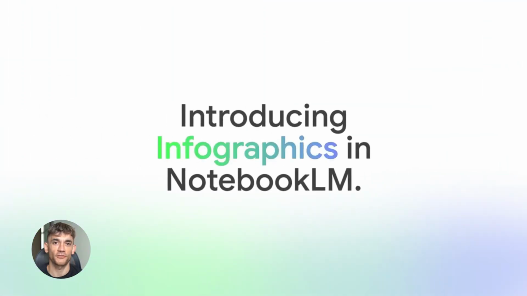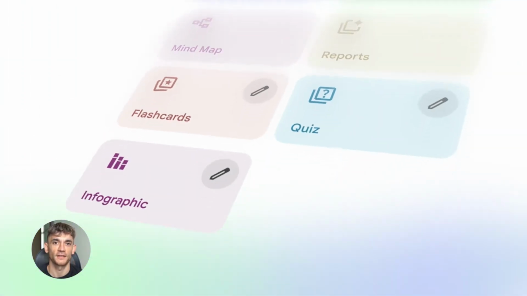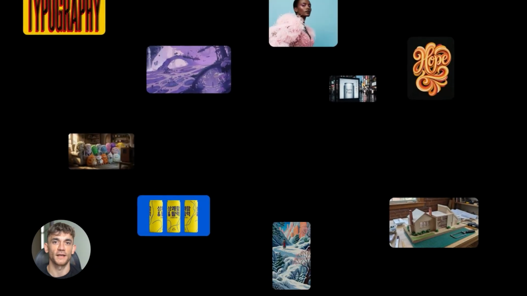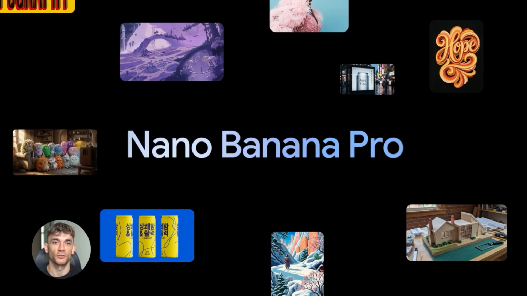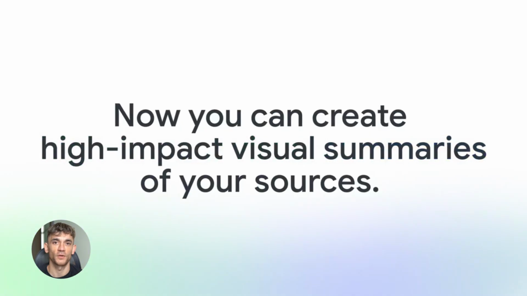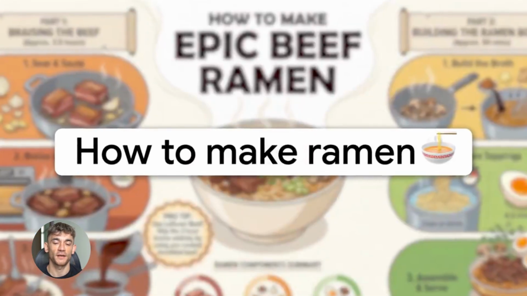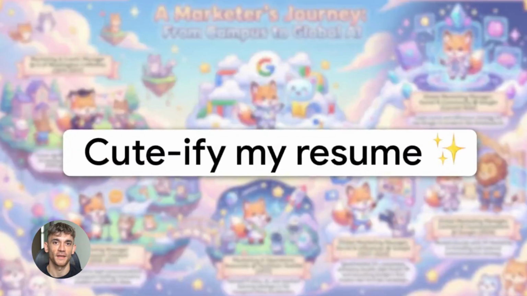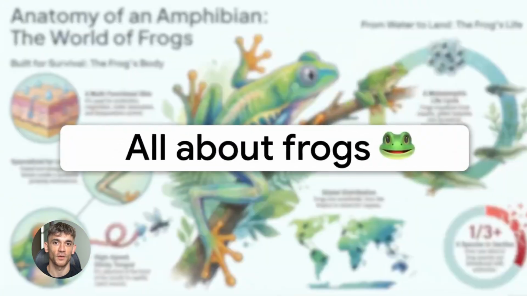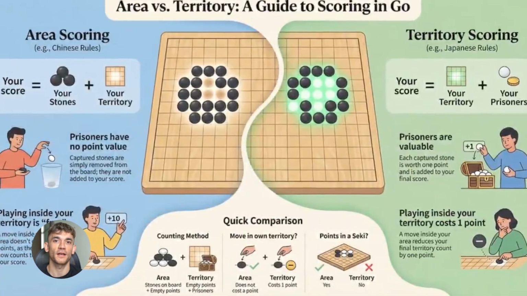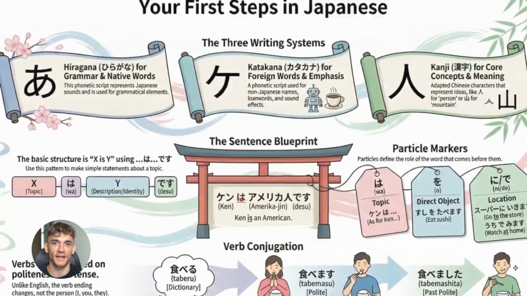Let me break down the first feature. It's called infographics, and this one is powered by something called Nano Banana Pro. That's Google's new image generation model. Here's how it works. You take all your source documents in NotebookLM, could be research papers, could be meeting notes, could be anything, and you tell it to create an infographic. What you get back is a professional visual summary. We're talking charts, diagrams, relationship maps, key points laid out perfectly.